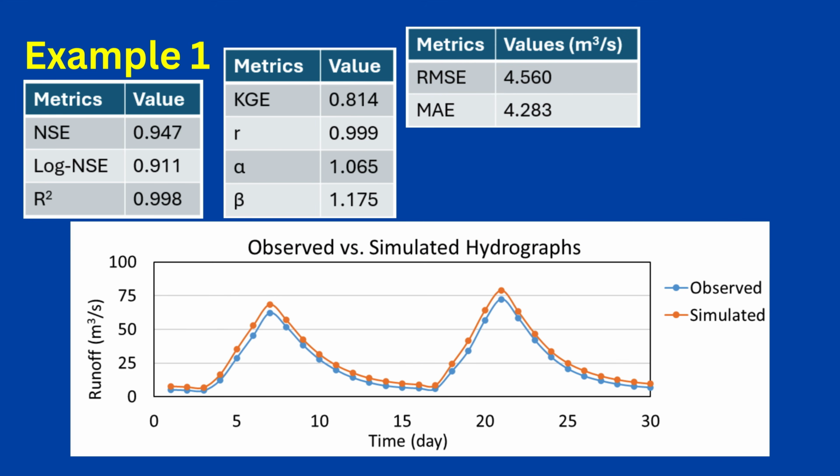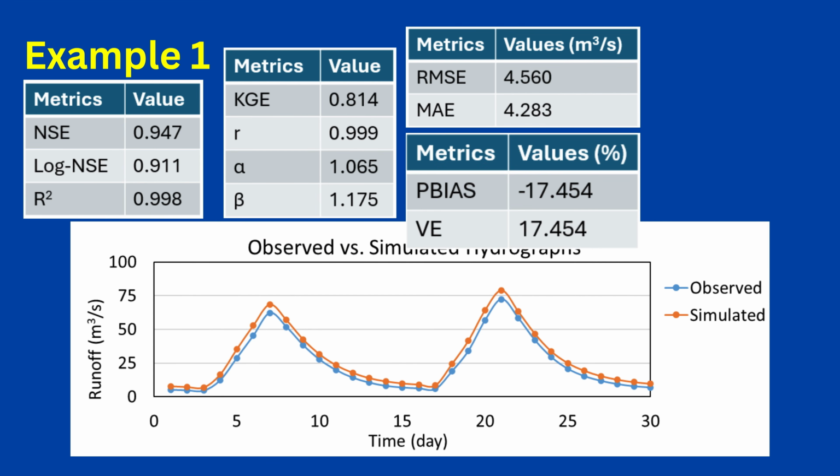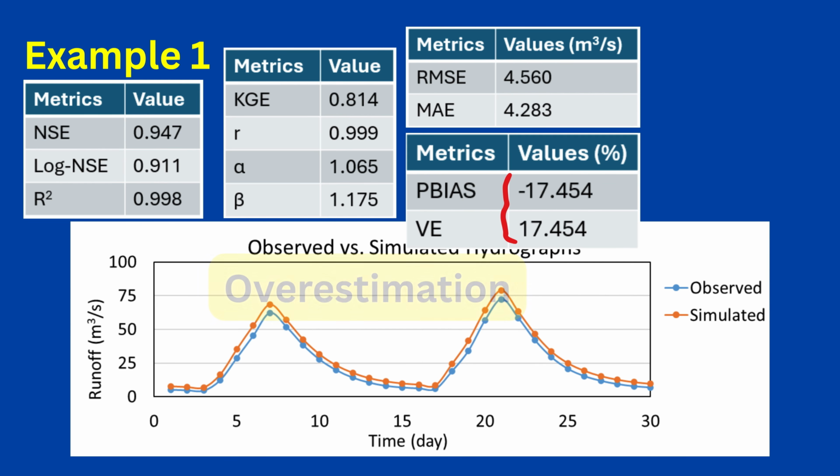Now let's move to RMSE and MAE. We have got quite similar values. That's an indication of a uniform distribution of errors over the hydrograph. Then we move to PBIAS and VE for volume assessment. They are calculating the same thing but with opposite signs. So a positive VE and a negative PBIAS means overestimation.